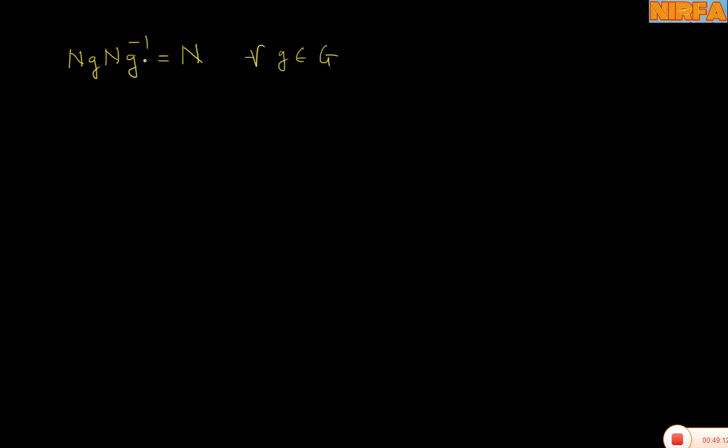Now I am considering one element from this coset. So for this purpose, I will take some element from N, suppose n1 g, and another element from N, that is n2 g inverse belongs to capital N, for some n1, n2 belongs to N. N is a subgroup.